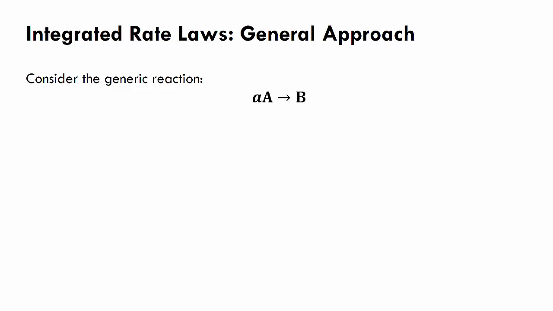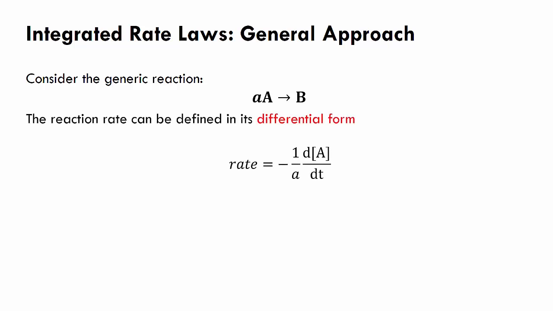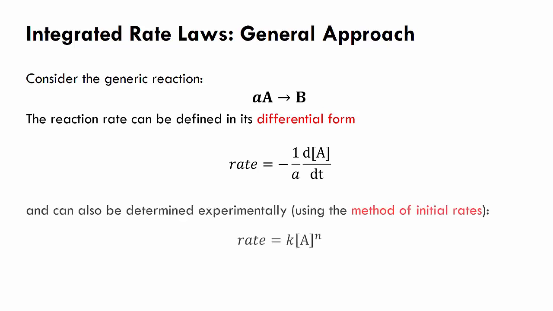Consider the generic reaction of reactant A forming product B. We can consider the rate of this reaction in its differential form, where rate is equal to -1 over the coefficient in front of reactant A multiplied by dA by dt, which is the rate at which the concentration of A is changing. We can also look at the rate in another form, which we could determine experimentally, for example, using the method of initial rates.